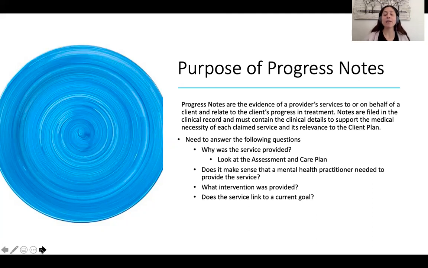At the same time, if you're again billing for $150 per hour and you're doing an hour-long note, but your note is actually only 2 or 3 sentences, that is not justifying an hour of time spent with that client. So what you write needs to be detailed enough to show that you did in fact spend an hour with that client. The second reason why progress notes are important is for medical necessity.